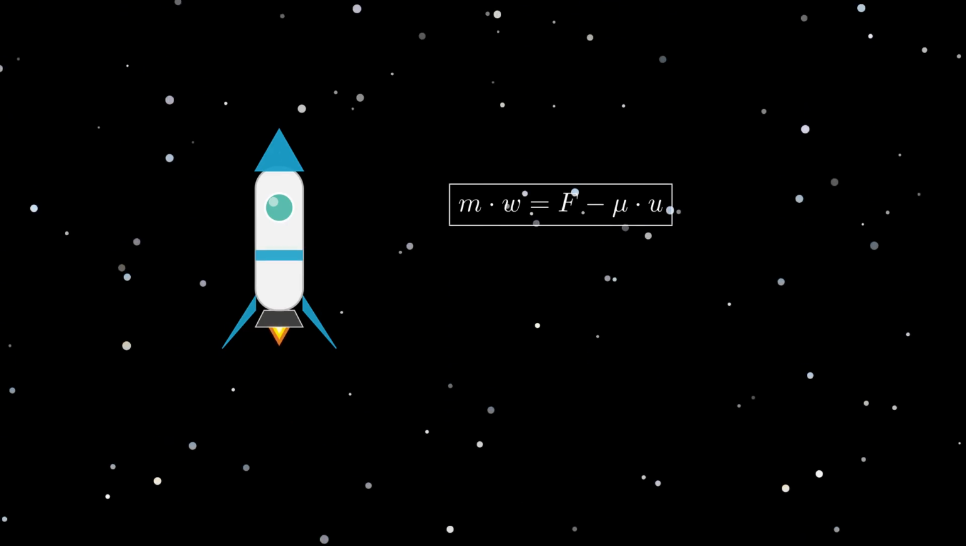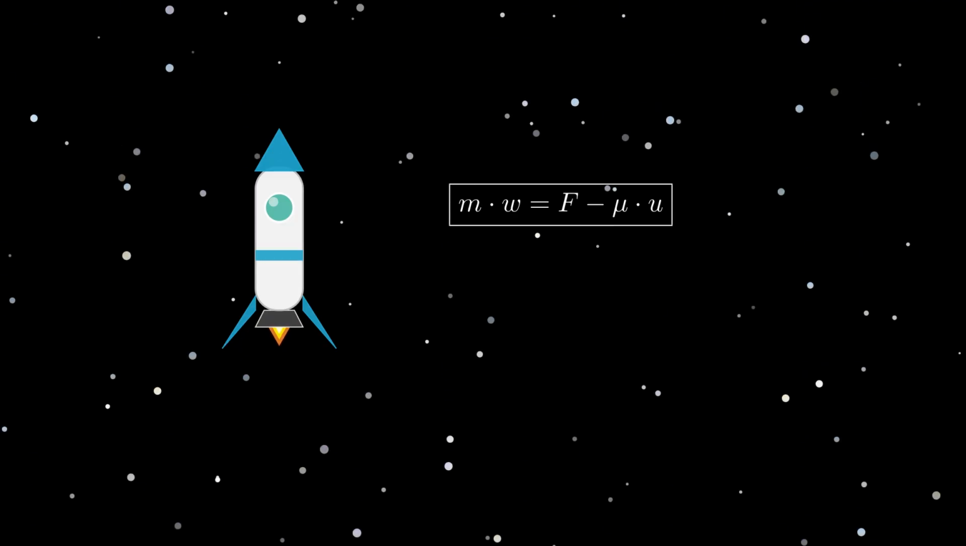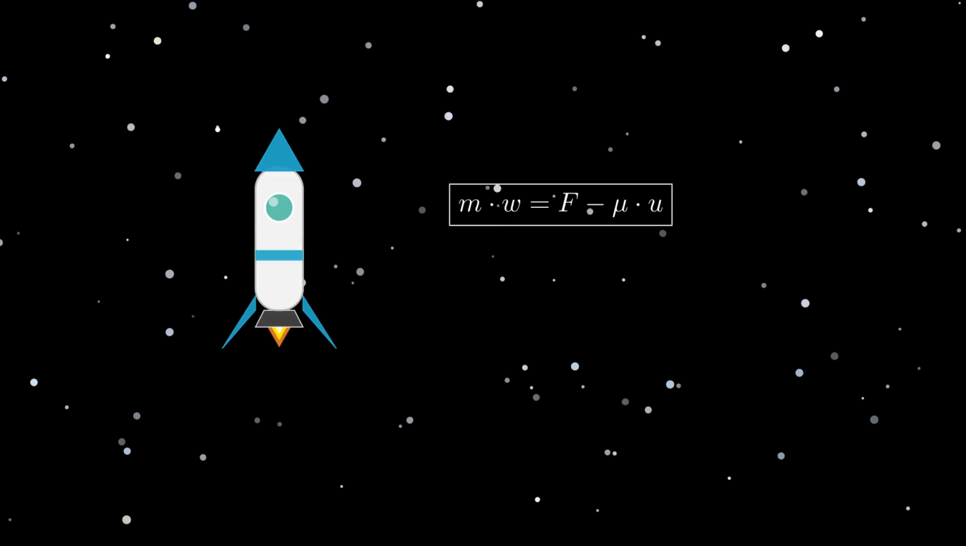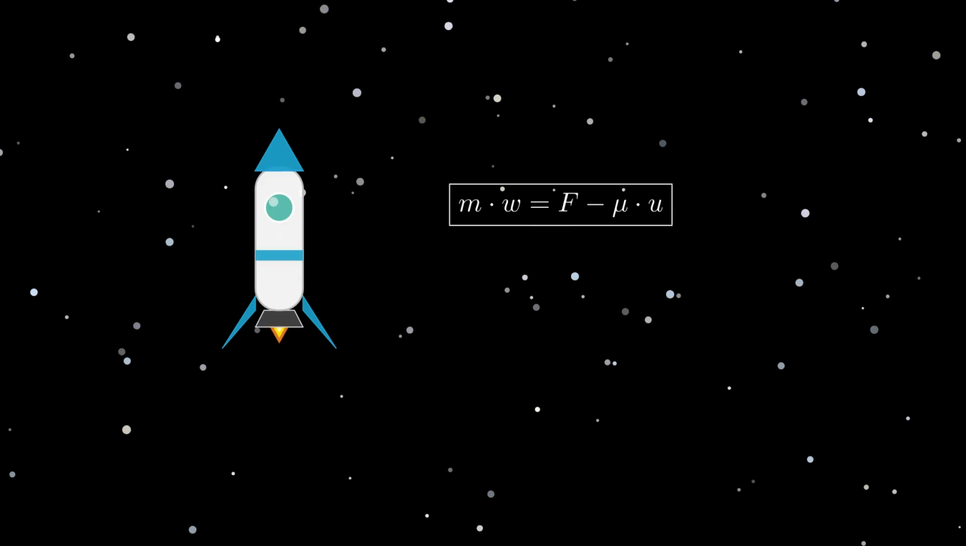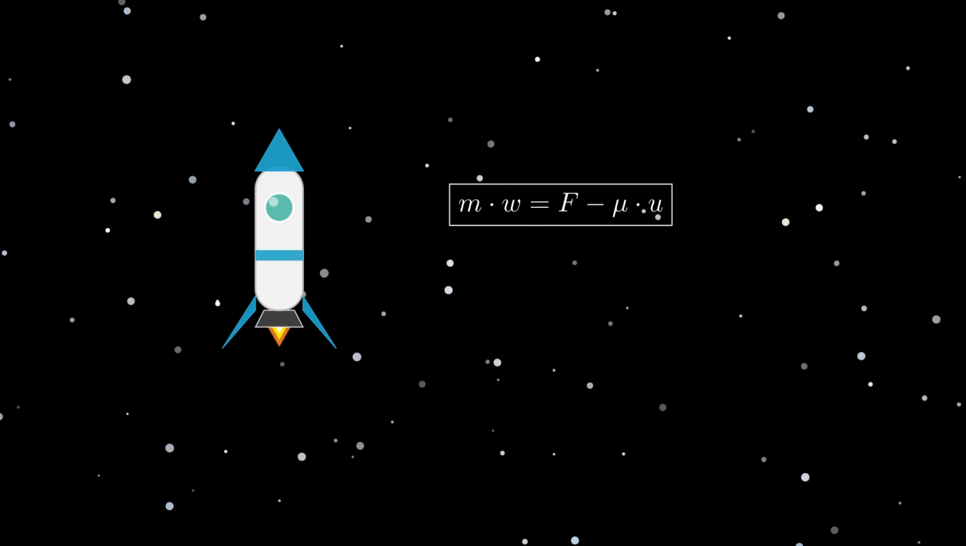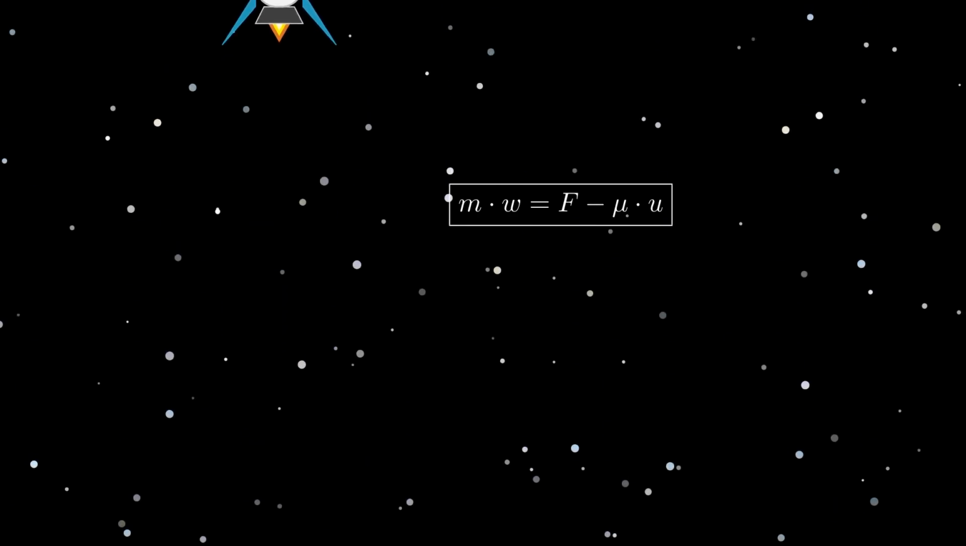This equation shows that the rocket's acceleration is determined by two factors, the external force F and the thrust produced by the exhaust gases, which is equal to mu into u. This thrust is what allows rockets to accelerate even in outer space where there is no air to push against.